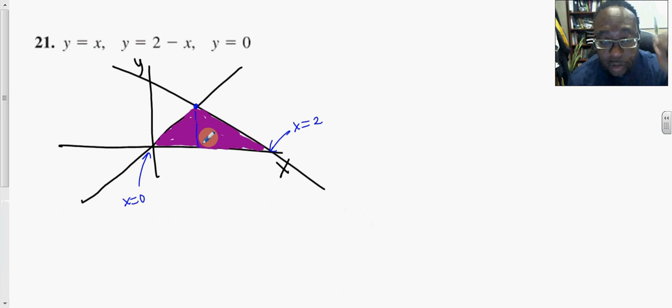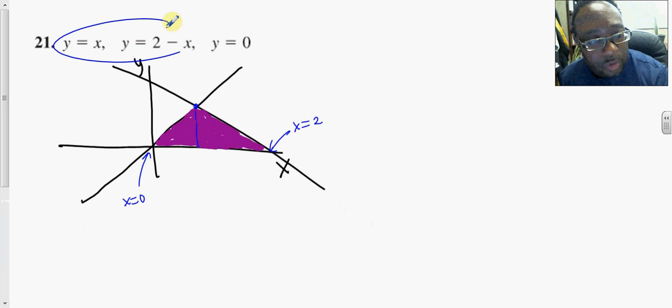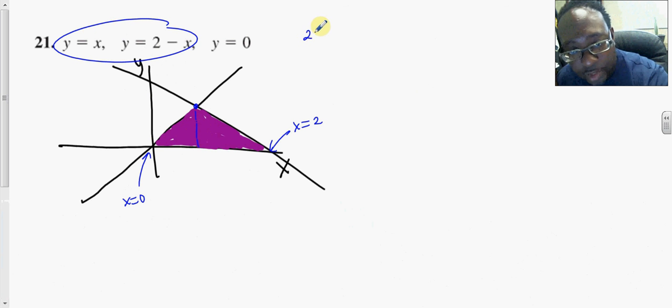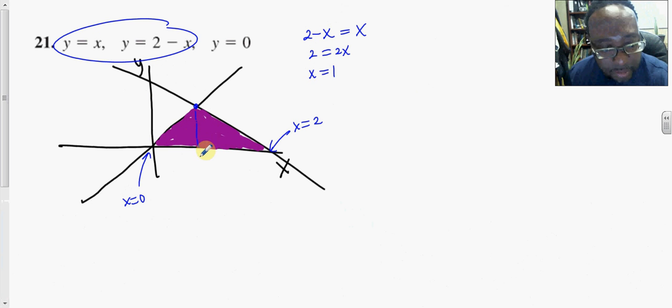What about here? Well, my graph is awful, but we're going to get 1 here. Let's see. Set these two equations equal. And so we have 2 minus x is equal to x. 2 is equal to 2x. X is equal to 1.